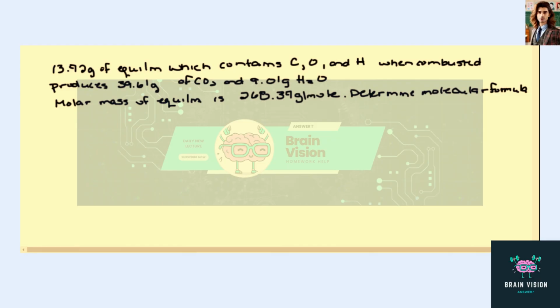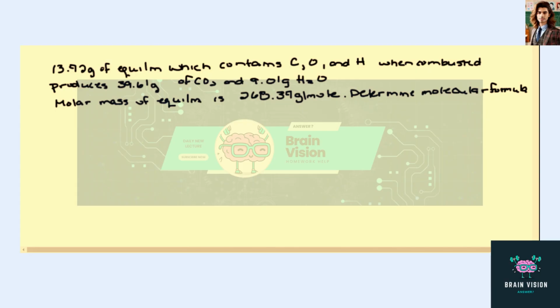Okay, what we want to do is step through the process of determining the molecular formula for a substance called equilin. We are starting with 13.42 grams of equilin, which contains only carbon, oxygen, and hydrogen, and when combusted produces 39.61 grams of CO2 gas and 9.01 grams of water vapor. And we're told that the molar mass of equilin is 268.34 grams per mole.